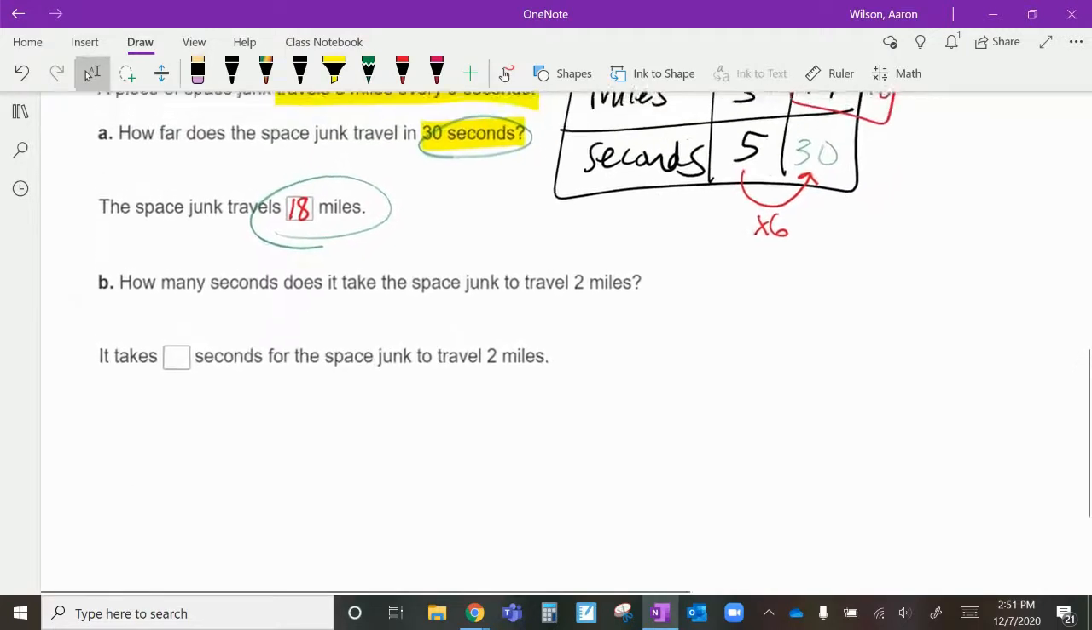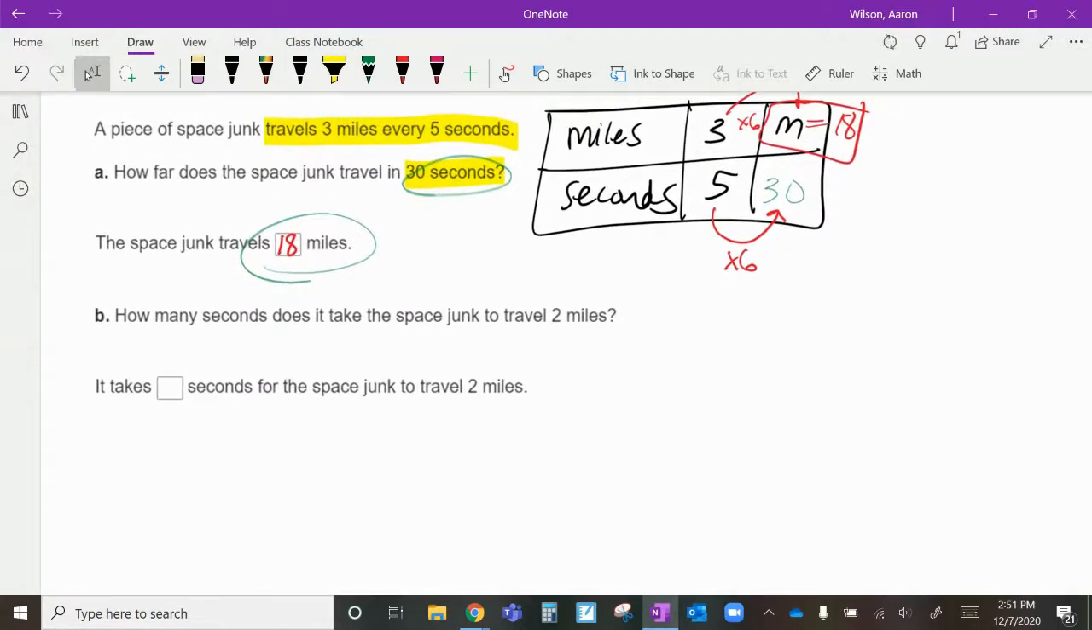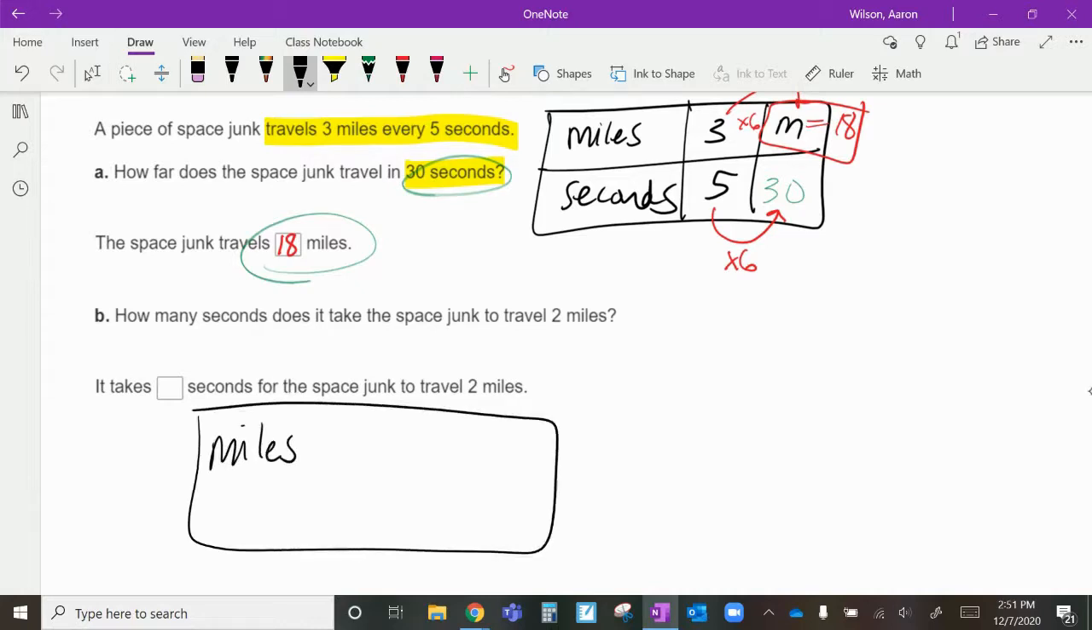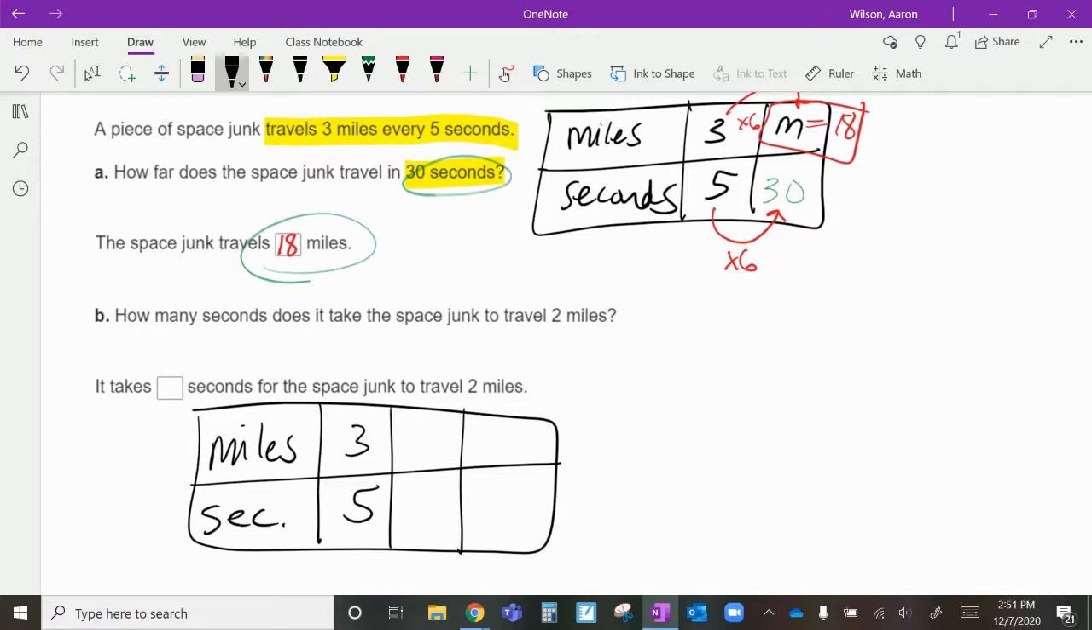On into the last one, how many seconds does it take the space junk to travel 2 miles? This one's a little bit more complicated, but can still be done using the same exact table. So I'm going to repeat my drawing of my table, which is miles to seconds. And we were told it was 3 to 5. And now it says we want blank seconds, unknown seconds, for the space junk to travel 2 miles. So the easiest way to write these ratios is equivalent fractions. So 3/5 has to be equal to 2 over the unknown. We'll just use x for the unknown.